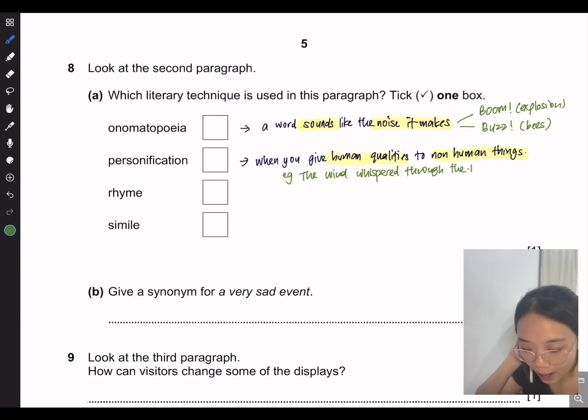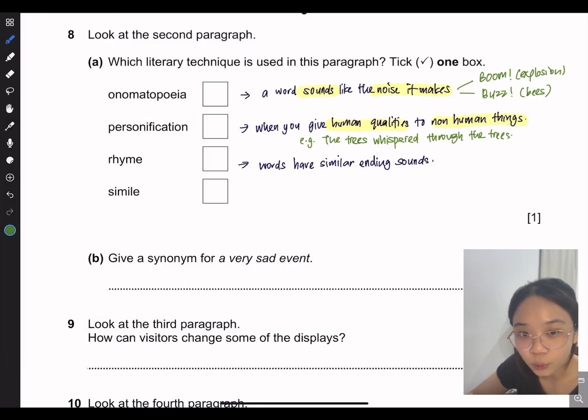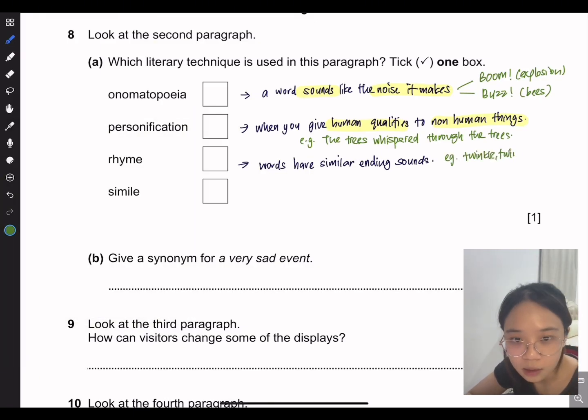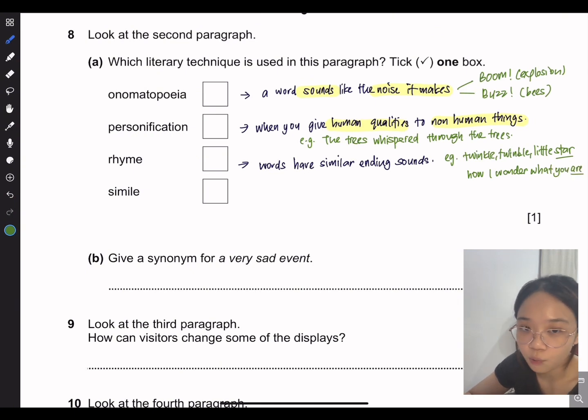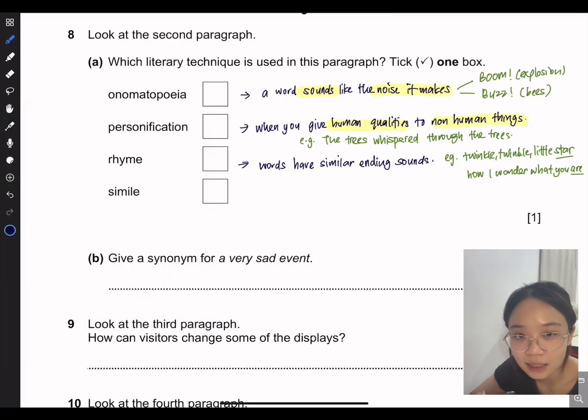Okay, so what about rhyme? Rhyme is very common in poems and also songs. For example, like twinkle, twinkle, little star, how I wonder what you are. So the star and the R, it rhymes. This actually adds musicality and makes the lines easier to remember.